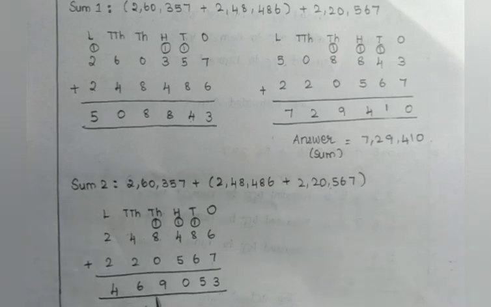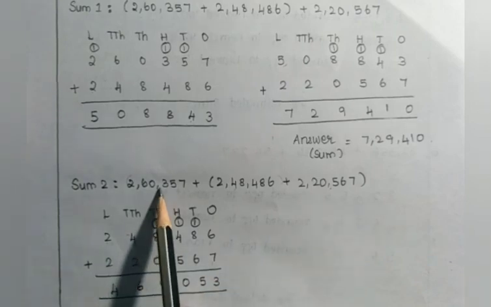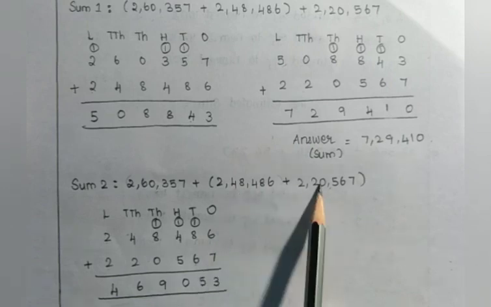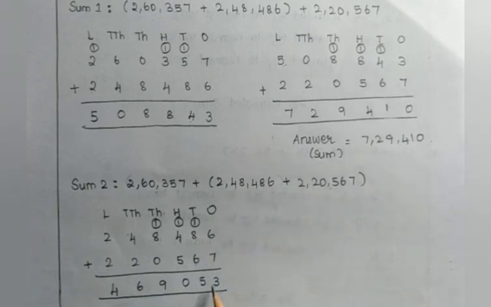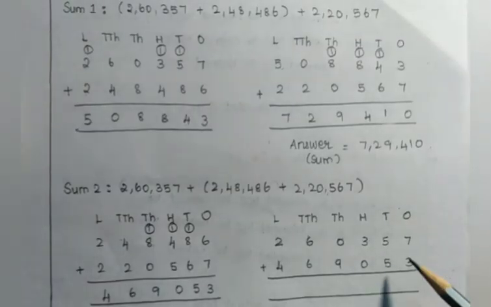Now, we have to add this with this addend. So, this addend has to be written first and this sum has to be written second, because we have found the sum of these two numbers only. So, this becomes the first addend and this becomes the second addend. And now, let us write in columns and find the final sum. Now, let us find the sum of these two numbers.